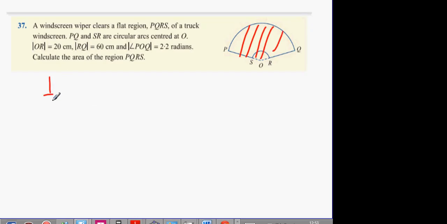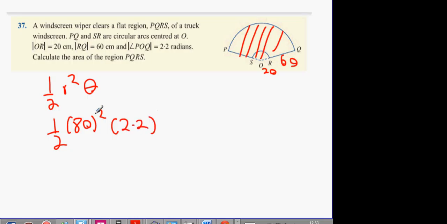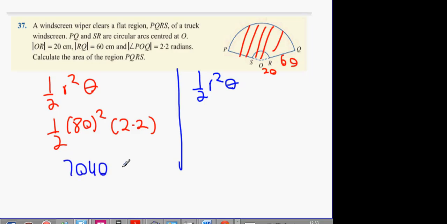The red region is a half r squared theta. It's going to be a half. Now it says RQ is 60, but also says OR is 20. This means that the radius I'm looking to use here is 80 squared, multiplied by 2.2. Can somebody do that on the calculator for me very quickly? 7040. Okay, 7040. Thank you very much. Okay, and that's centimeters squared.